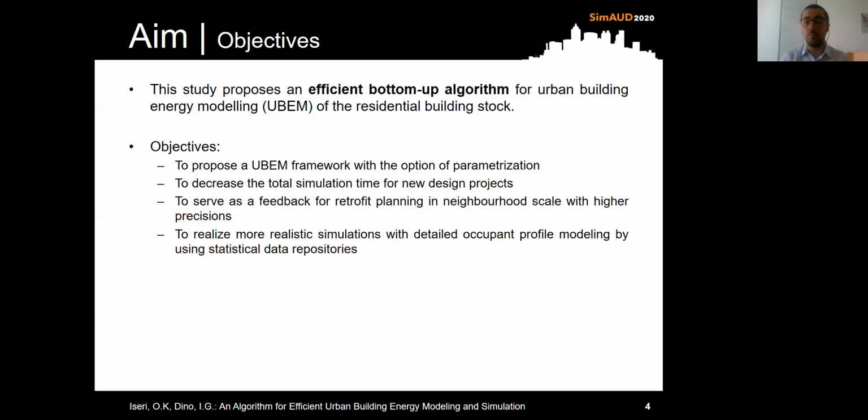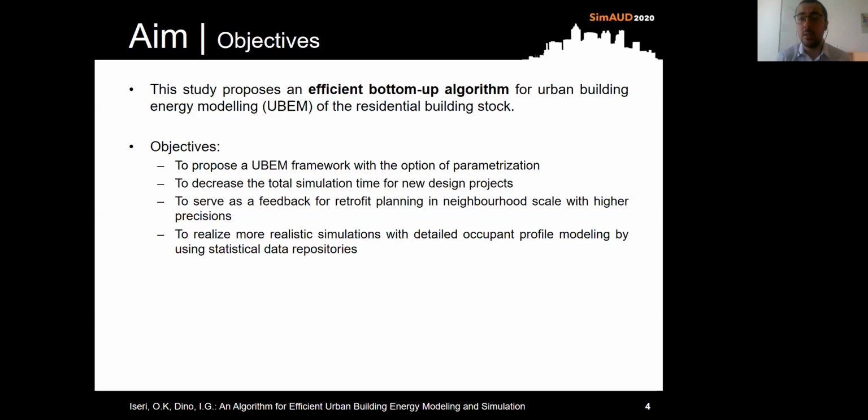What are our objectives? These are to propose a UBEM framework with the parameterization. It's related with the reliability of your solutions or your computing time, and to decrease the total simulation time to apply in all new or retrofit based projects, and to serve as a feedback tool for the retrofit planning time, because of the less time we need to execute these simulations.